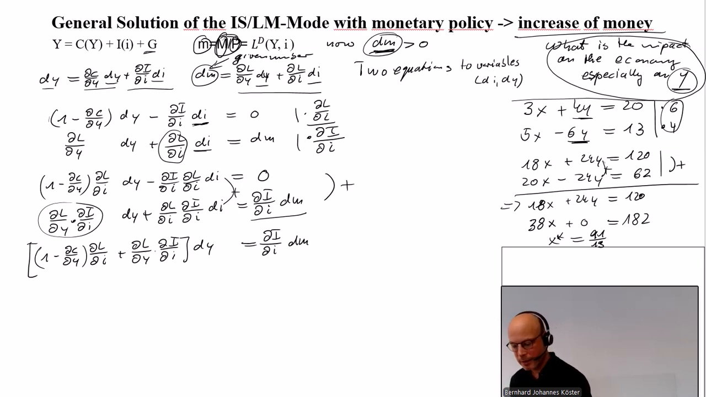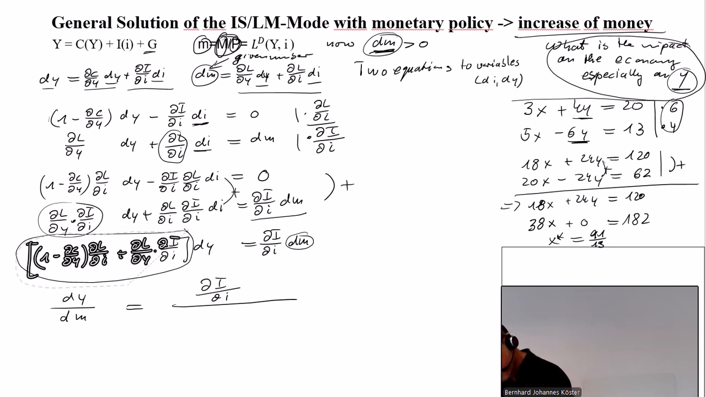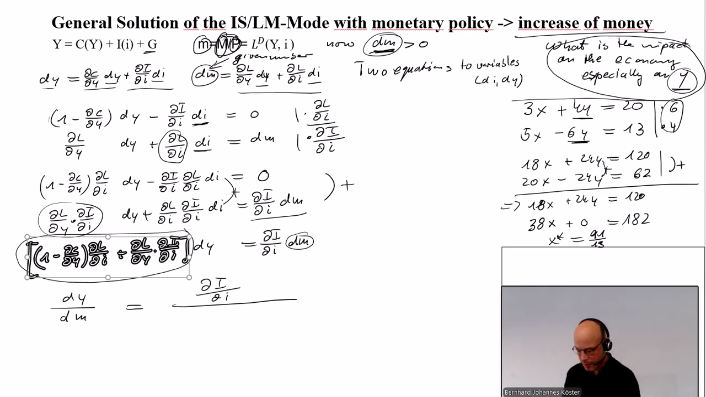income. So we are dividing by this, and we are dividing by this. Then we obtain dY/dM equals ∂L/∂I over, and since I can copy this.